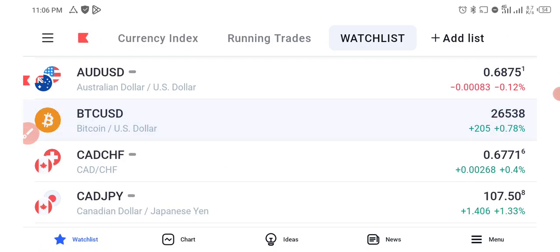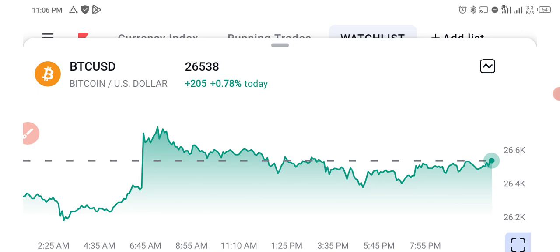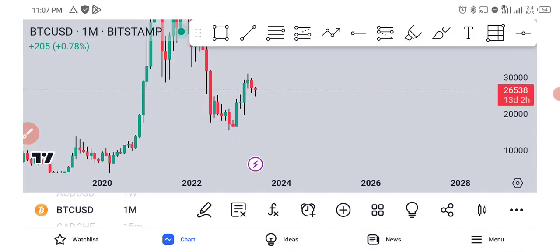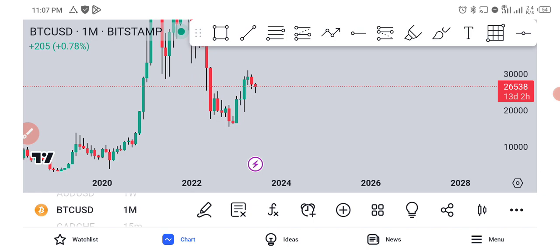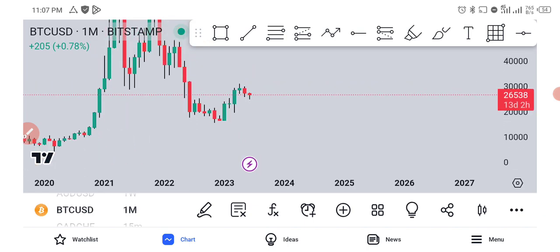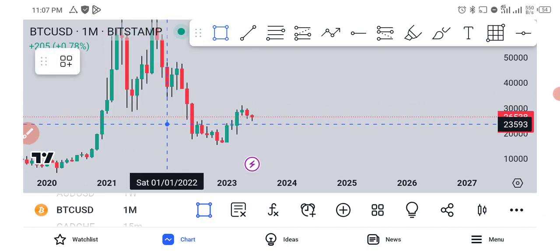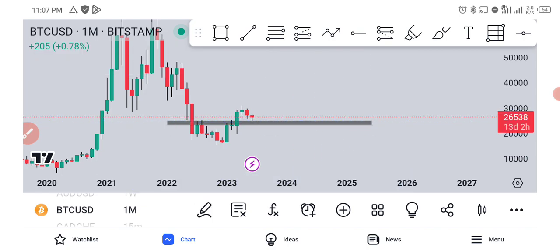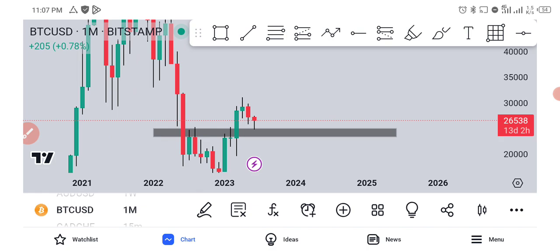So checking the move on Bitcoin. From the monthly time frame, the market is creating an ICI, but this is not a valid ICI yet until this month's candle closes. From here we can see we have structure here. The market is currently testing it to the upside. So I won't trade this ICI until this month's candle closes.